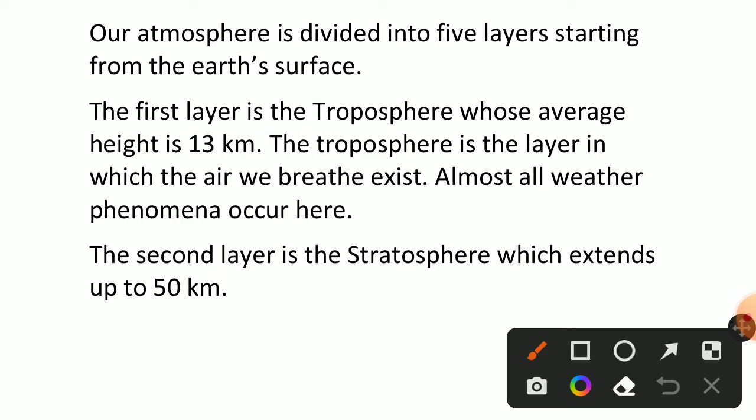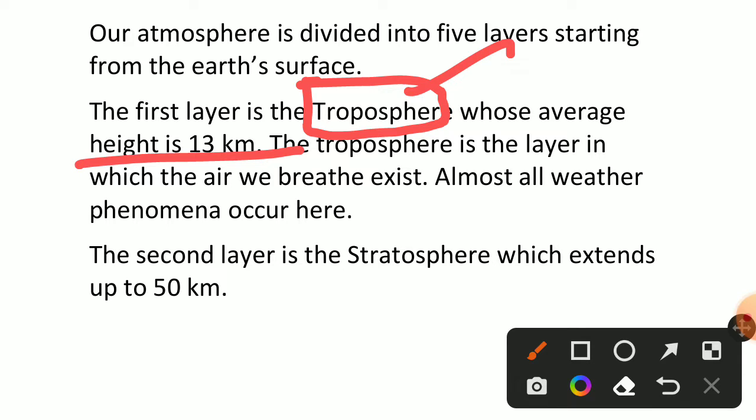The troposphere is the sphere in which we live. That is called troposphere. You can remember it like that. The height is 13 kilometers. And see, the troposphere is the layer in which the air we breathe exists. That means we can breathe easily.